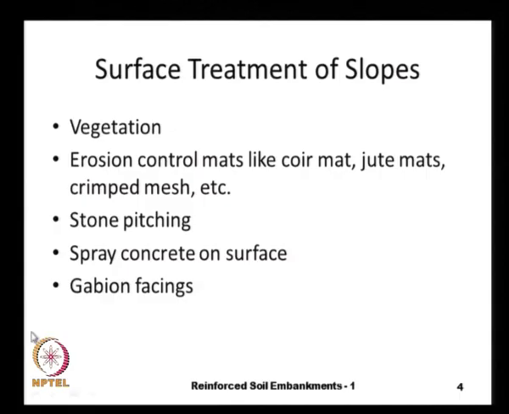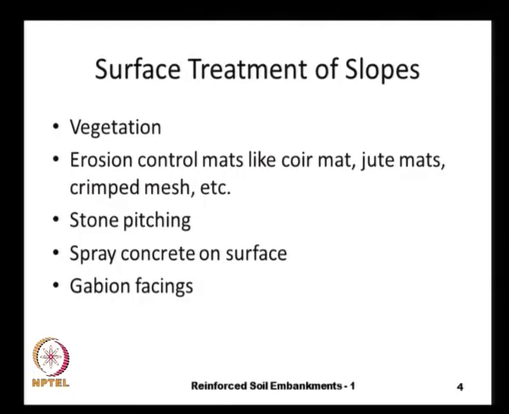There are different methods. The best method is by far growing the vegetation, and we can use erosion control mats like coir mat, jute or crimped mesh and so on, or we can use stone pitching, but the effectiveness of the stone pitching is doubtful, especially when your face is very steep. The stones may start falling down or just simply creeping down because of several reasons, or we can use a spray concrete on the surface, or we can give gabion facings and so on.